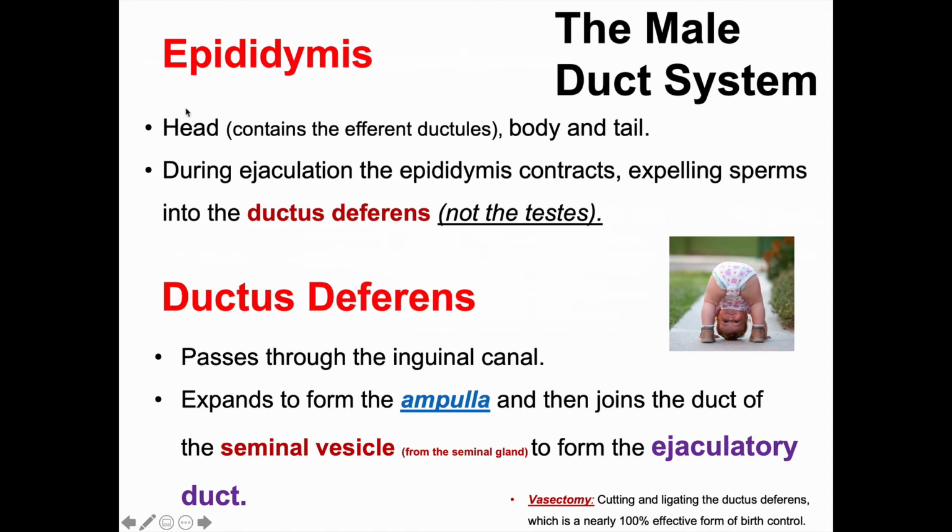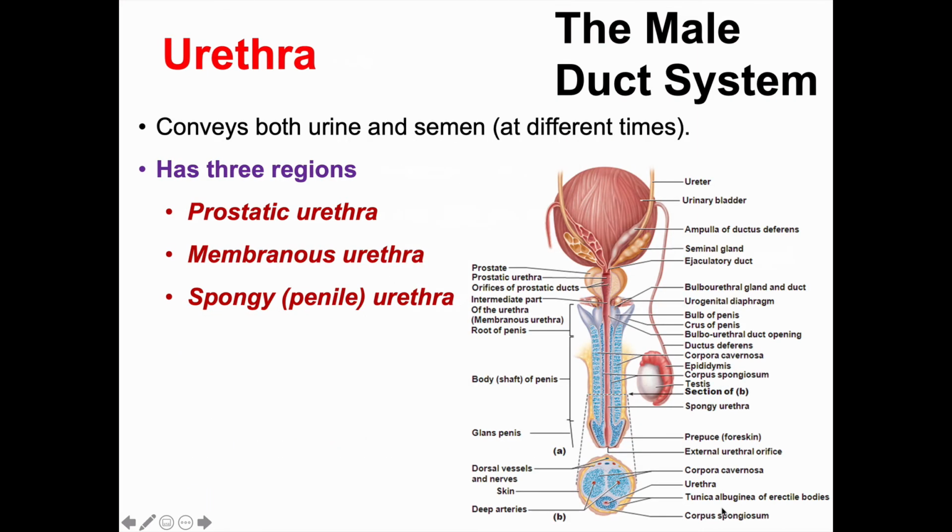Okay, so the epididymis, which is a comma-shaped structure, has the head, body and the tail. During ejaculation, the epididymis contracts and expels sperm into the ductus deferens. Okay, that is the vas deferens tube. This tube passes through the inguinal canal, expands to form the ampulla, and joins the duct of the seminal vesicle to form the ejaculatory duct. Okay, so vasectomy is cutting this vas deferens so that the sperm cells will not cross the barrier.